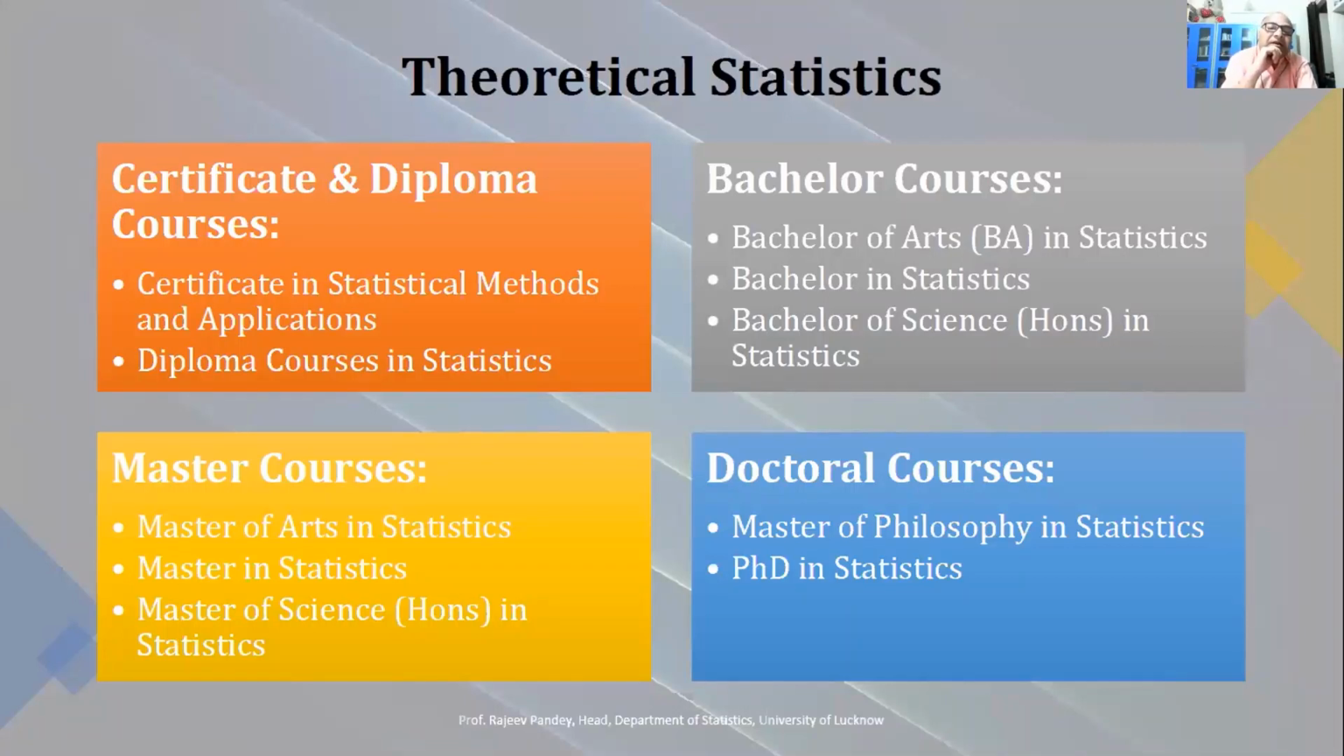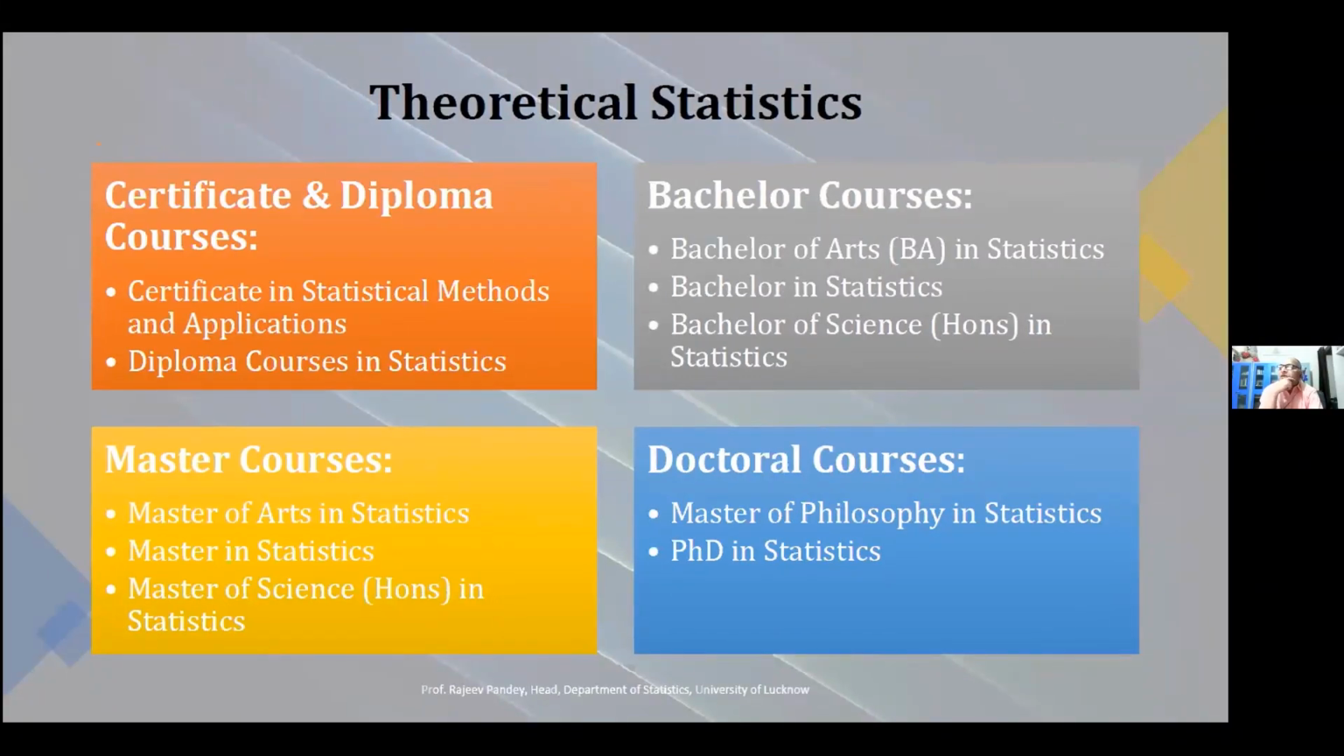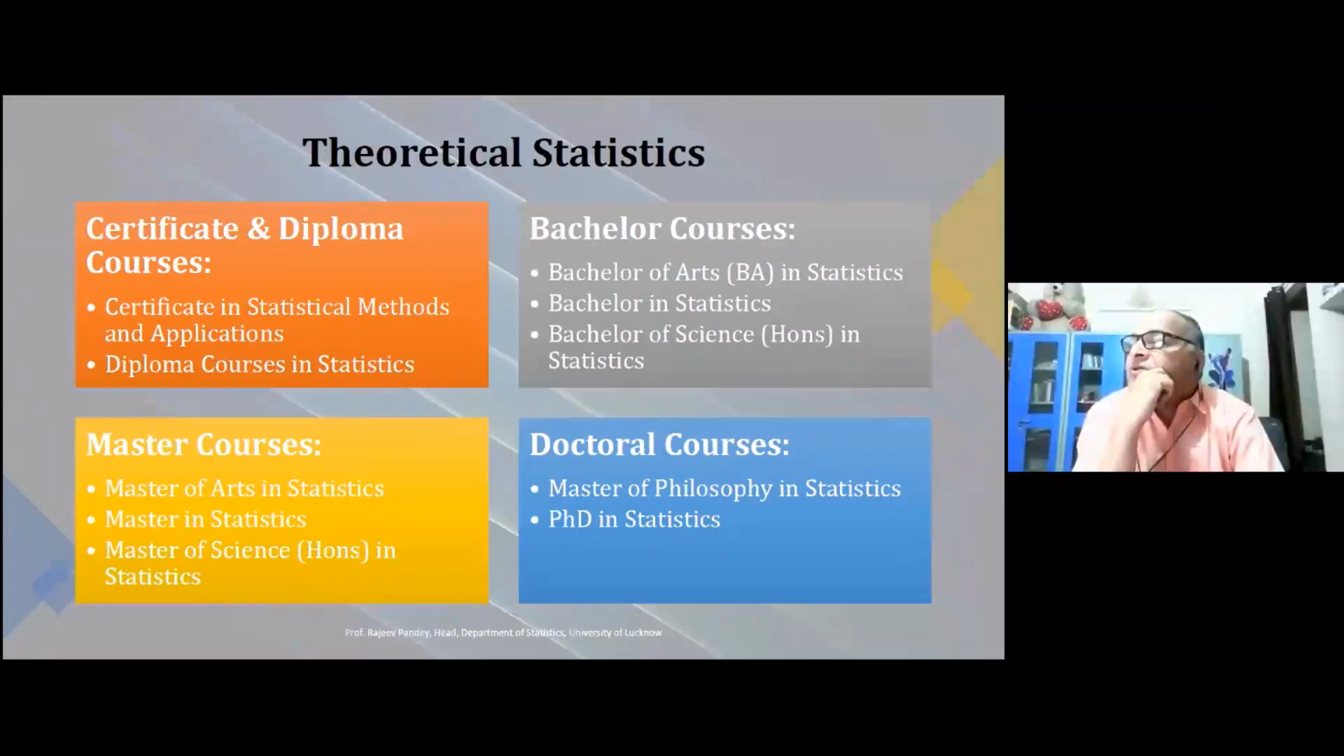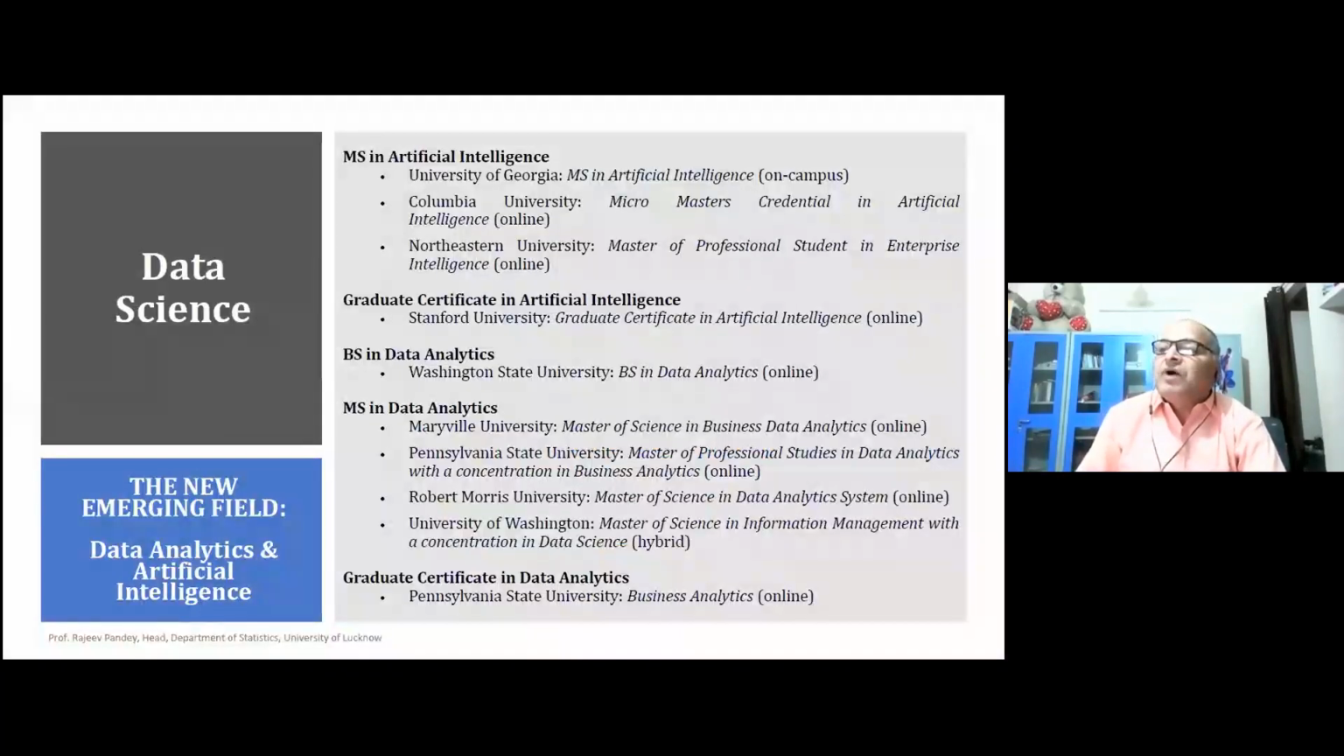For them, courses offered in theoretical statistics are certificate in statistical methods and application, diploma courses in statistics, and bachelor's programs: Bachelor of Arts in Statistics, Bachelor of Science (BSc) in Statistics, Bachelor of Science Honors. Some universities offer these courses. Master's courses are also there for statistics: Master of Arts in Statistics, Master in Statistics, Master of Science Honors in Statistics. Then doctoral courses are also there: Master of Philosophy in Statistics, PhD in Statistics.